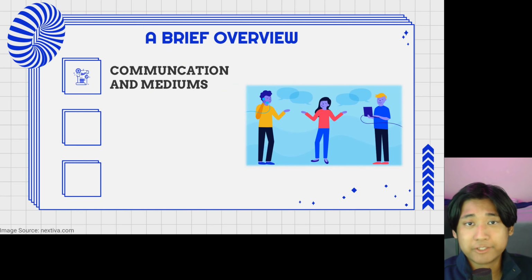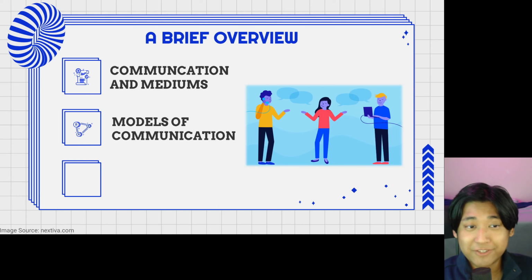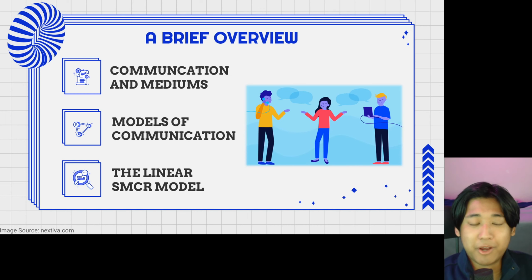So, first, we're going to define communication and its mediums. Second, we're going to look at three models of communication. And finally, we're going to look at the linear SMCR model, which is just one model of communication.